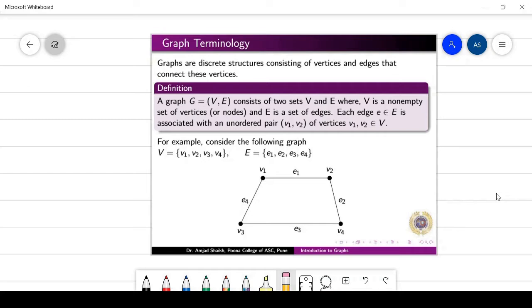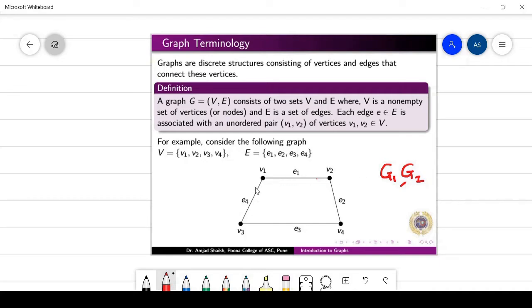We see the following diagram where capital V is equal to {v1, v2, v3, v4}, the set of vertices, and capital E is {e1, e2, e3, e4}, the set of edges. So these are the standard notations to denote the vertex set and an edge set. And we use the notation capital G to denote the graph, and if you have more than one graph, we use G1, G2 like this. So these are the notations to denote the graph.